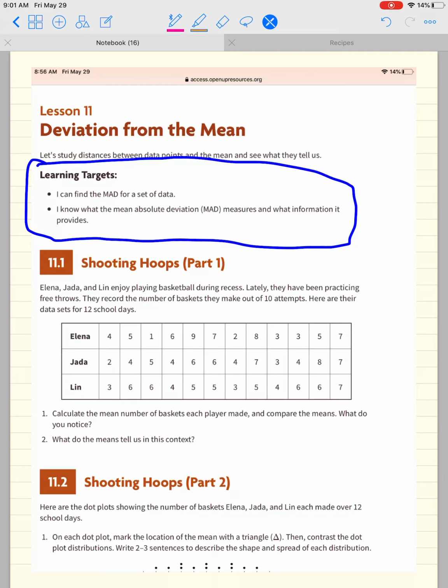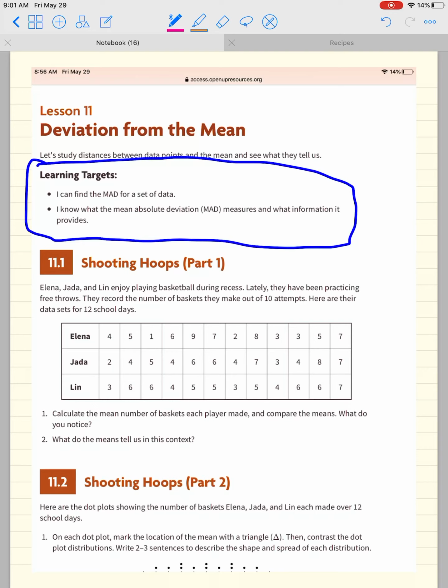Okay, so here you have their data. What that means is, like, on Monday, Elena made 4. On Tuesday, Elena made 5. On Wednesday, she made 1, etc. It wants us to calculate the mean number of baskets each player made and compare the means. What do you notice? So you guys should be doing that on your own. I will remind you how.